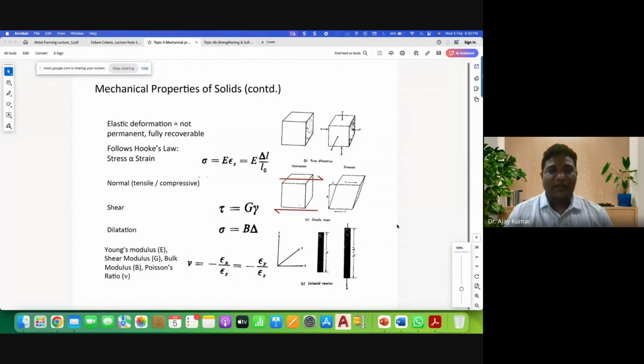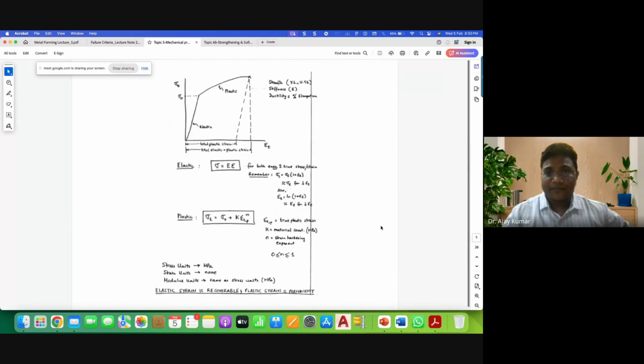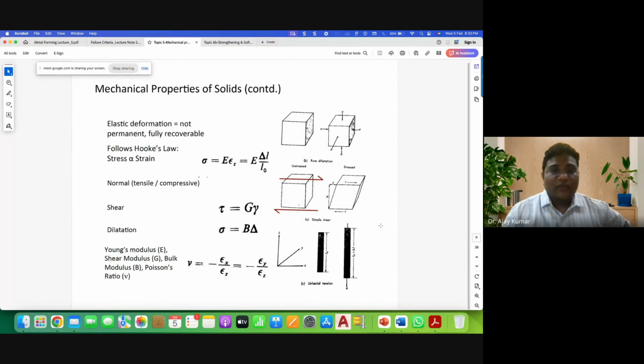So this is what I have explained to you. This is about the mechanical properties, and another thing is the elastic modulus. Let us go to the elastic modulus and understand it. Elastic modulus is a material property, and it plays a very important role in designing the material as well.